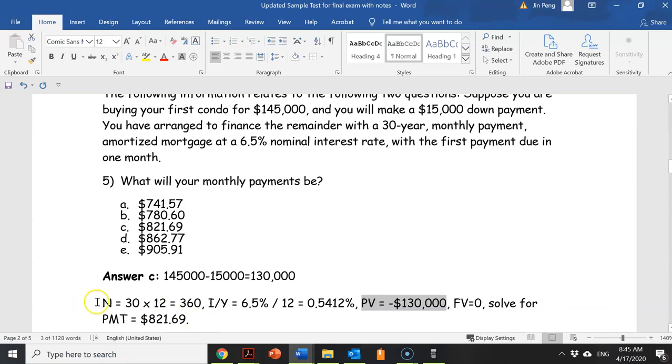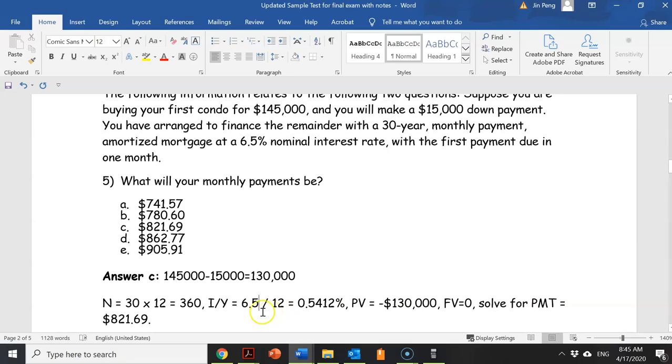And then for n, we have to input the number of months. So it's 30 years multiplied by 12. We have 360 months in total. For I, we need to input the monthly interest rate. So we use the nominal annual rate 6.5% divided by 12. Let me remove the percentage sign. So we input 0.5412 as our I on the financial calculator.